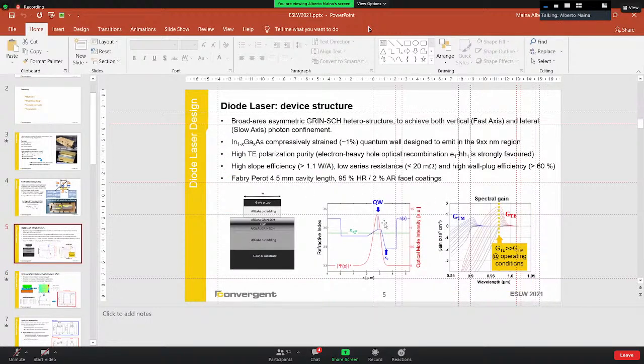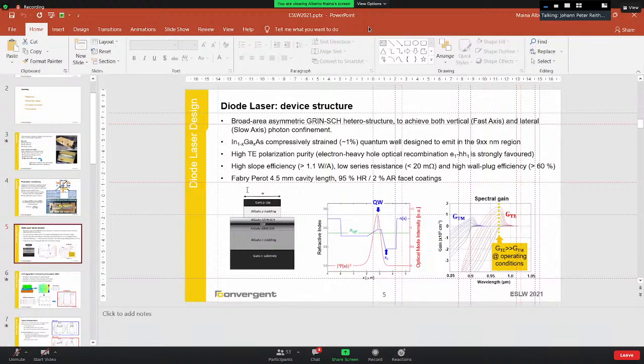TM light is emitted due to the transition between the electron energy and the light hole energy, and at operating condition this transition is not favored compared to the electron and the heavy hole transition. So at the operating condition, the emitted light is pure TE, and we suppose that all the TM components are due to a rotation of the degree of polarization.